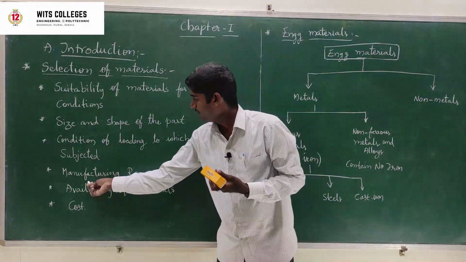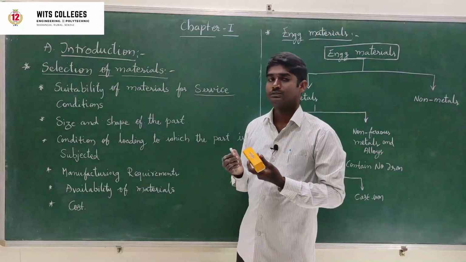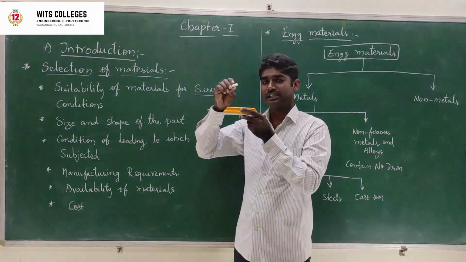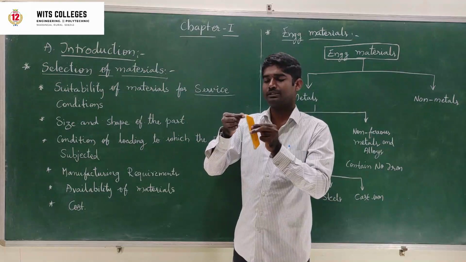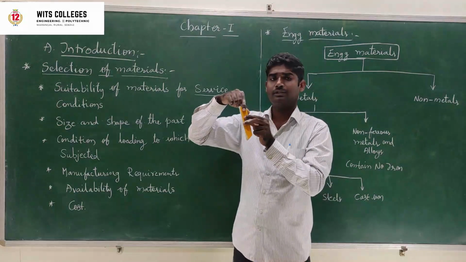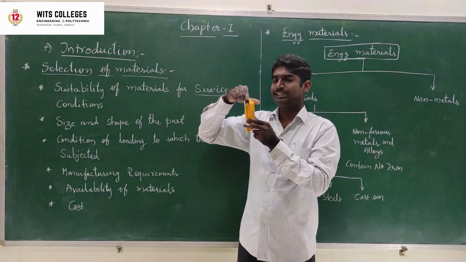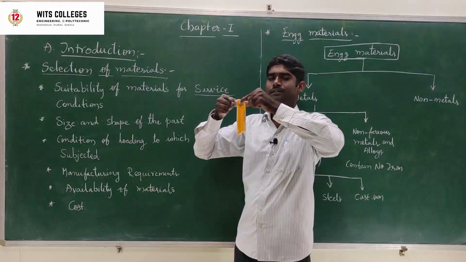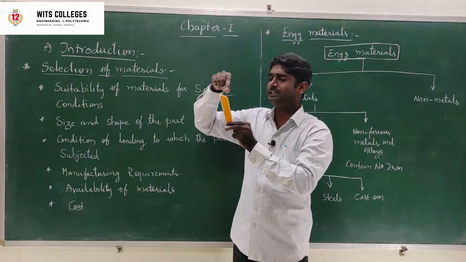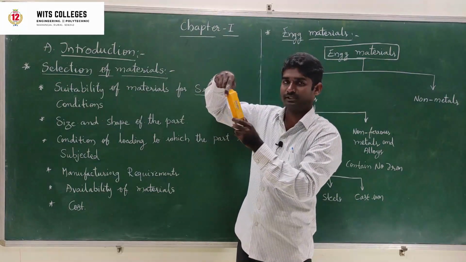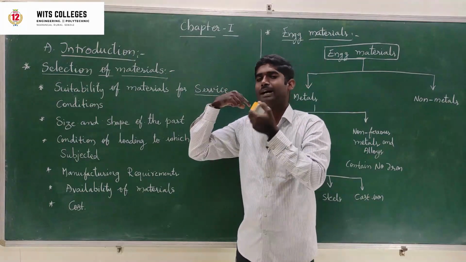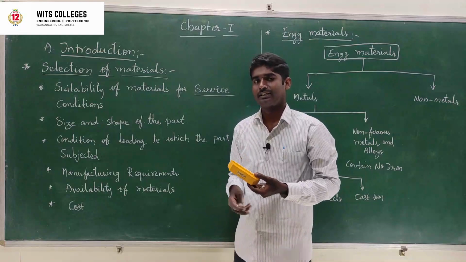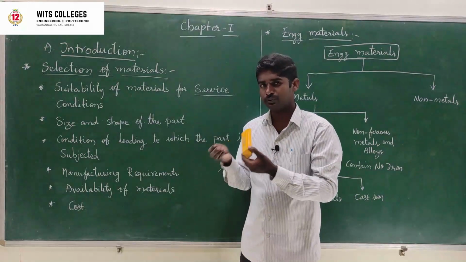Next, manufacturing requirement. What is our requirement? Okay, a duster. In this duster there are two parts, one is cloth and another one is wood. This is one of the parts. What is this manufacturing requirement? What are the requirements? Manufacturing process requirements, like what machines we are using.